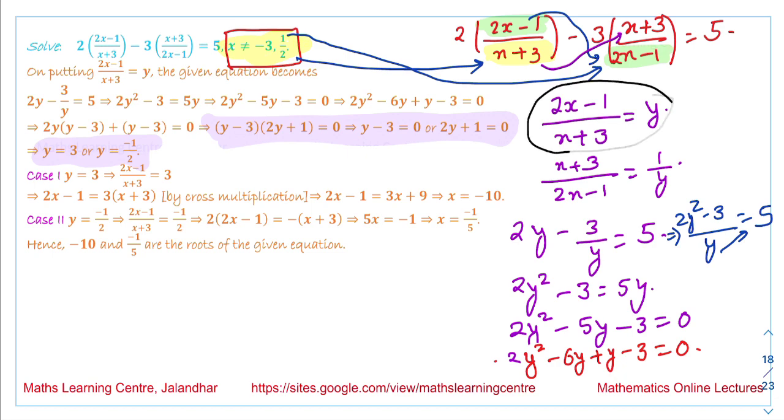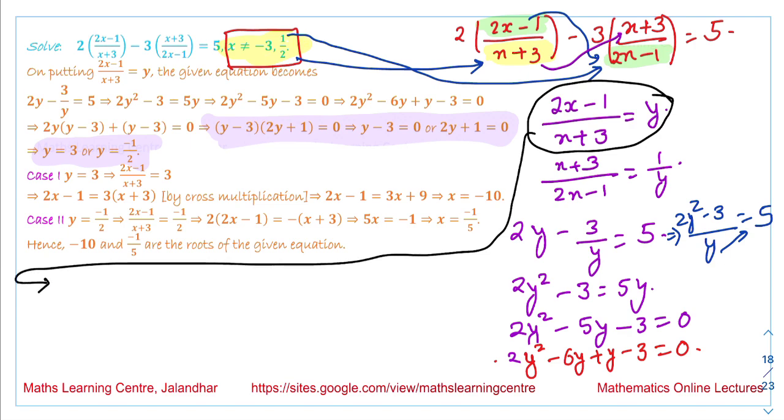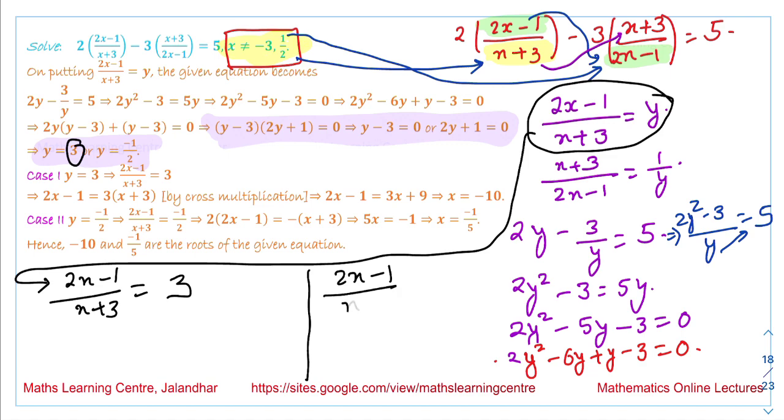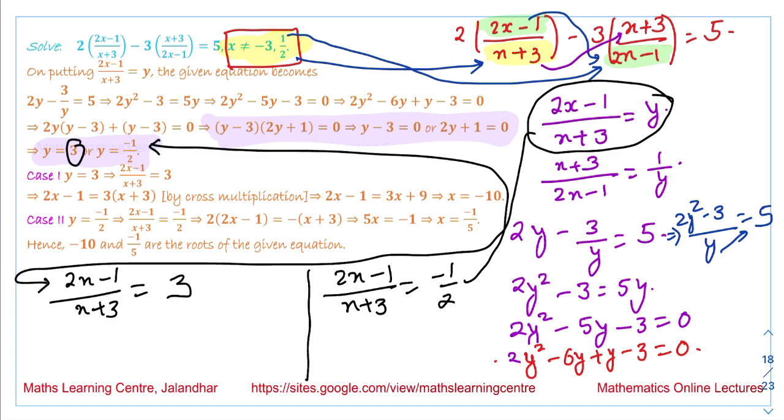Now look at this value over here. This is the value of y. We do not want to find the value of y, we want to find the value of x. So we have two conditions over here. One is (2x - 1)/(x + 3) equal to y, and one value of y is 3. Second is (2x - 1)/(x + 3) equal to -1/2. Now if we cross multiply these terms, it is 2x - 1 = 3x + 9, and this gives us x = -10.